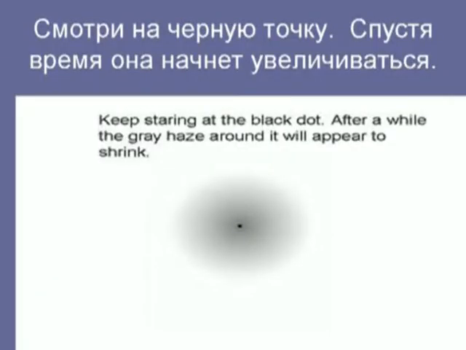All right, you're going to keep staring at the black dot. And after a while, the gray haze that is around is going to begin to shrink. The gray haze, a cloud that's around the black dot, will disappear as you stare at the black dot. Did it disappear? Yeah, and my eyes are burning out of my head.